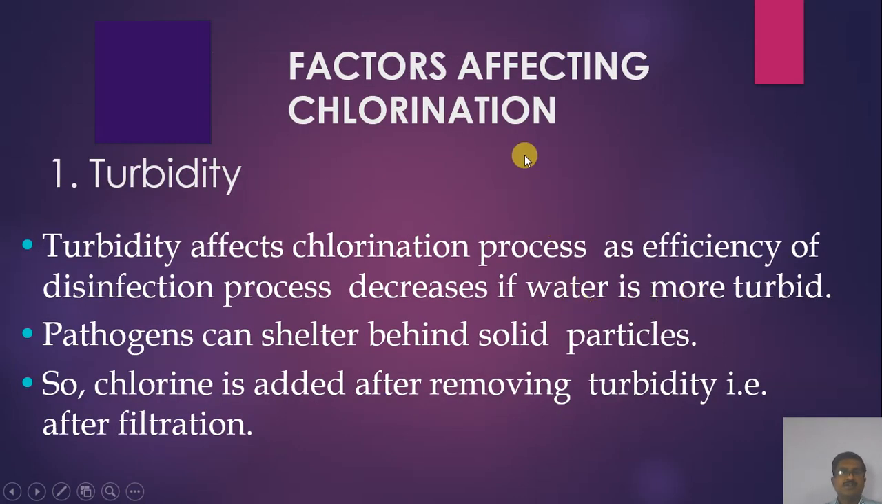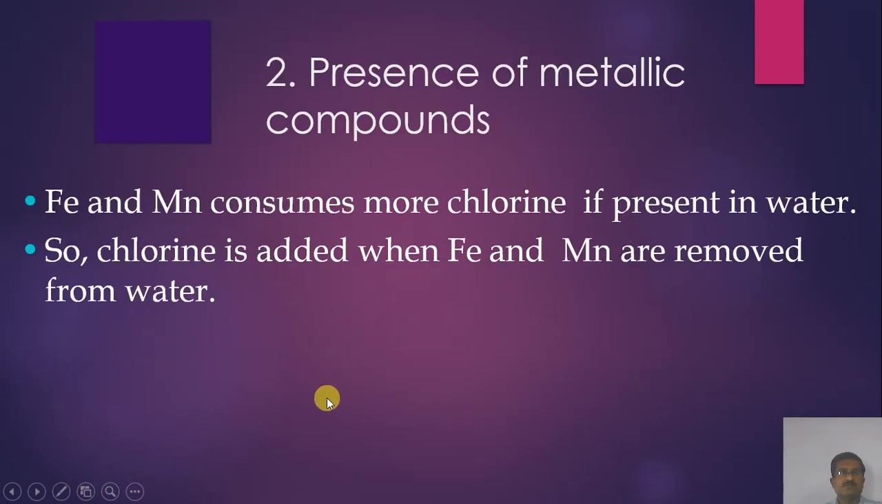Now, which factors affect the chlorination process? First one is turbidity. Turbidity affects the chlorination process as the efficiency of disinfection decreases if water is more turbid. Pathogens can shelter behind the solid particles. So chlorine is added after removing turbidity, that is after filtration.